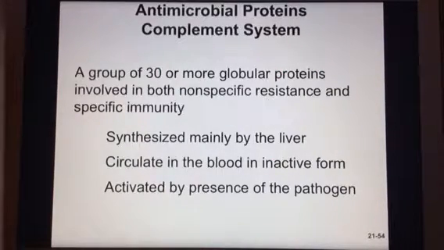And then the last part of the second line of defense is the complement system, and that's a group of 30 or more proteins that we're going to see as part of this non-specific resistance, but also part of the next video about specific immunity. They're synthesized mainly by the liver. They circulate in the blood in an inactive form, but then in the presence of the pathogen, they're activated.